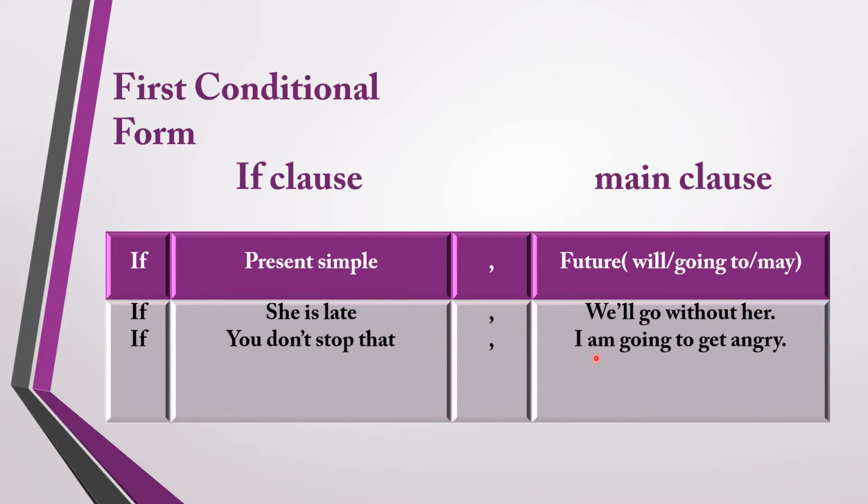I, the subject, followed by going to. Of course going to should be preceded by one of the verb to be, is, are, depending on the subject, of course, and the complement of the sentence. I'm going to get angry.